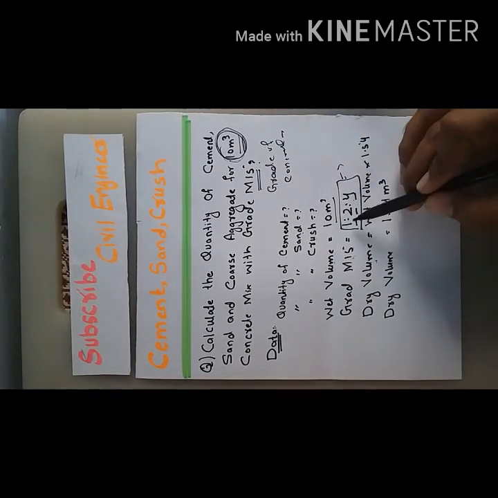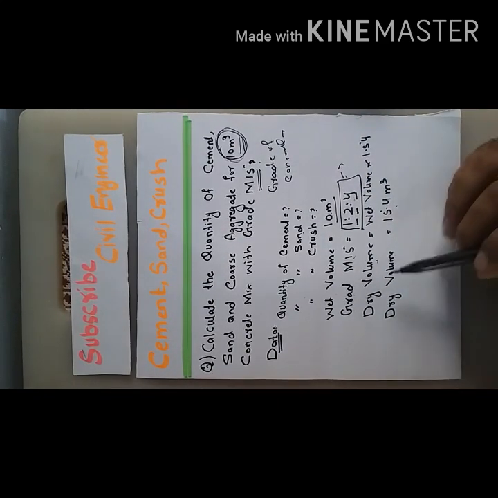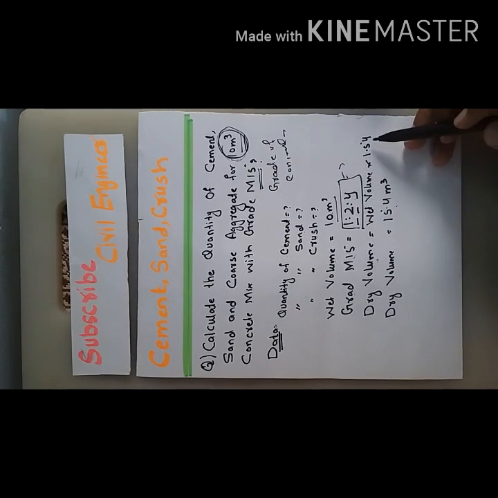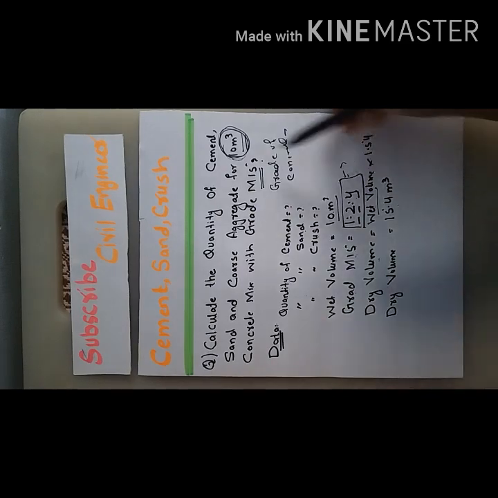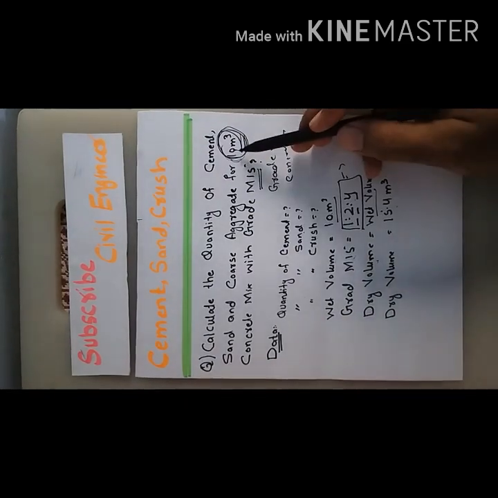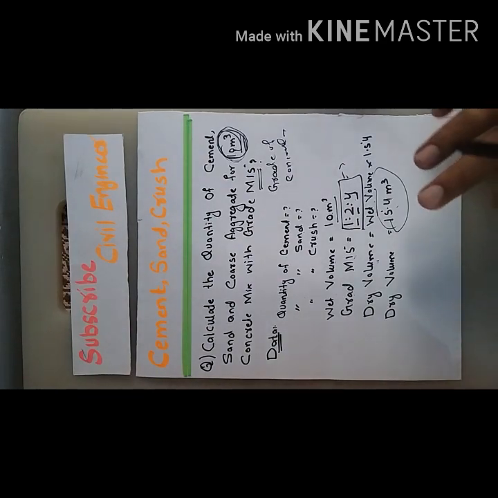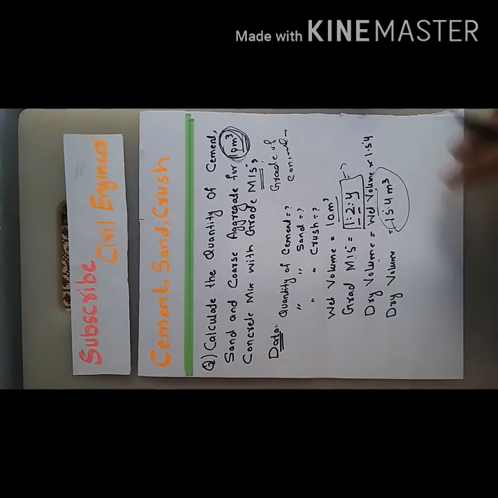So M15 means 1:2:4. Another thing, we have to calculate dry volume. Dry volume is equal to wet volume multiplied by 1.54, and wet volume is given in our question. Wet volume is 10, so 10 multiplied by 1.54, we will get dry volume. So we get dry volume from this. Now we will move forward.